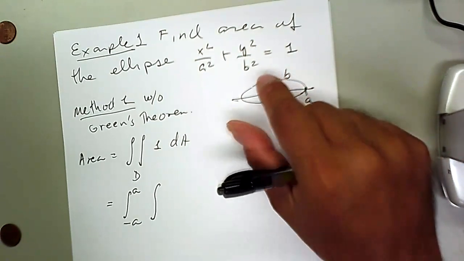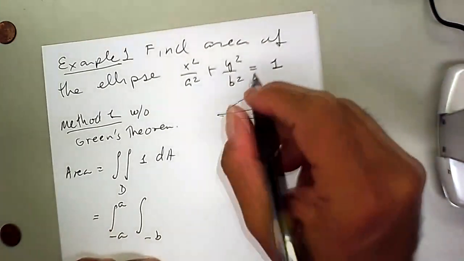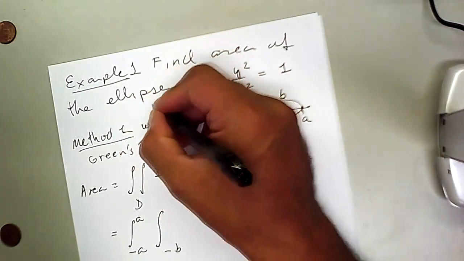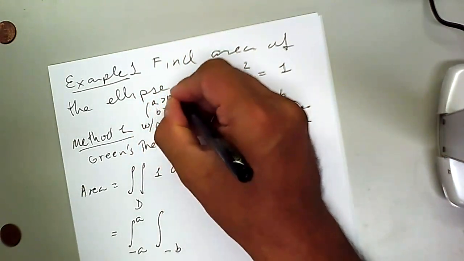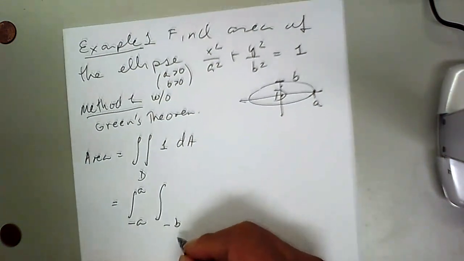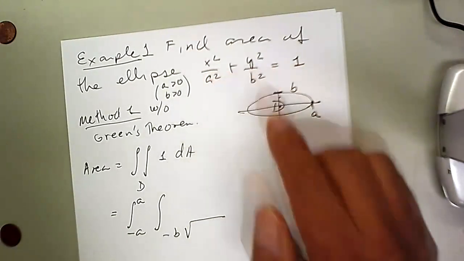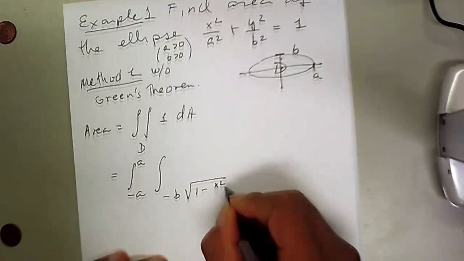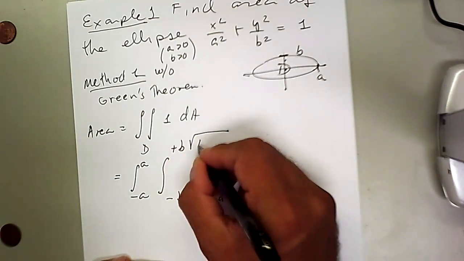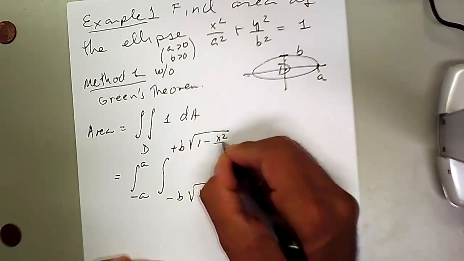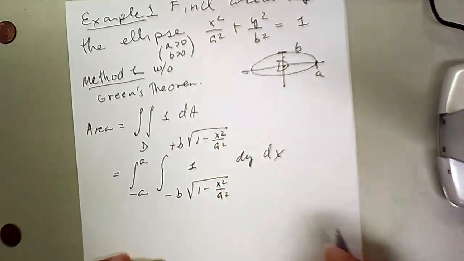So we're going to end up with negative b. We're going to assume that b is positive, and so is a. A is positive, and so is b. So there is that assumption. So we're going to go from negative b square root of 1 minus x squared over a squared, to positive b square root 1 minus x squared over a squared of 1 dy dx.